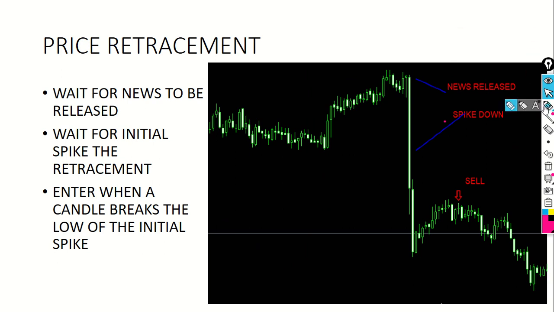So the other strategy, number 3, is what is called the price retracement strategy. You are also waiting for news to be released first, and you wait for the initial spike, then the retracement. You enter when a candle breaks the low of the initial spike.